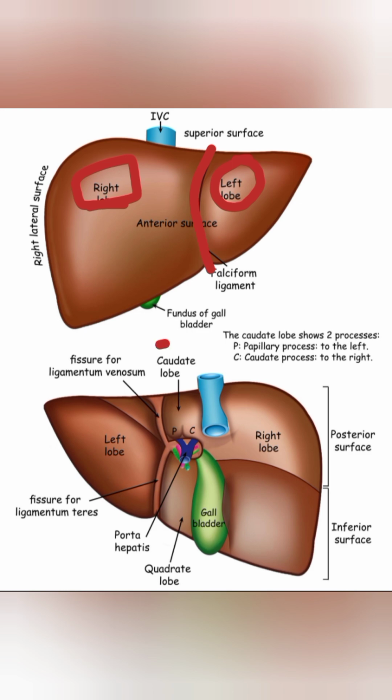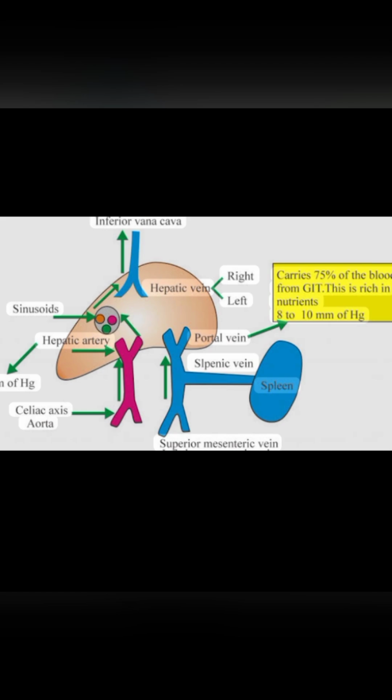Third one is the caudate lobe. It lies between the inferior vena cava and the ligamentum venosum on the posterior surface. And the fourth one is the quadrate lobe, which lies on the inferior or the visceral surface between the gallbladder fossa and the ligamentum teres.